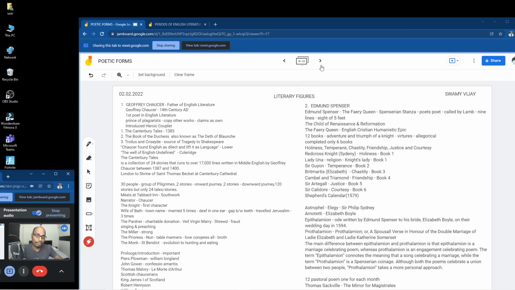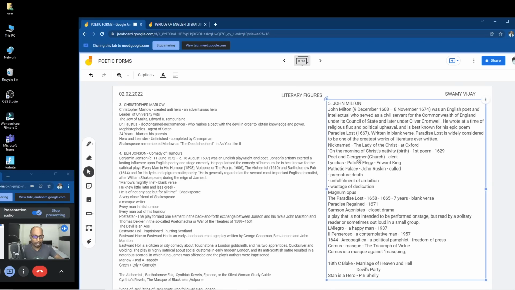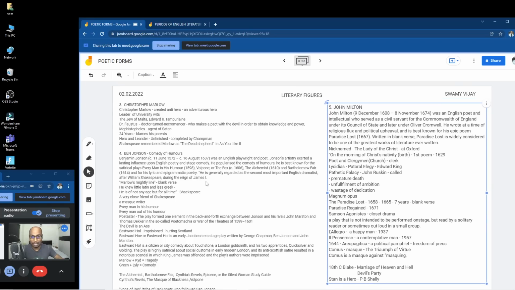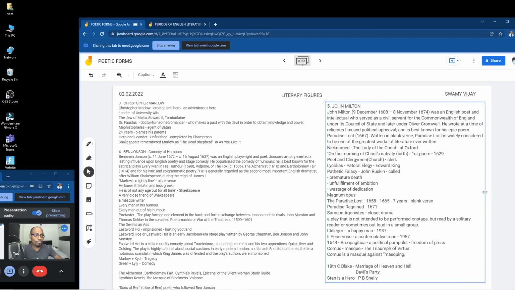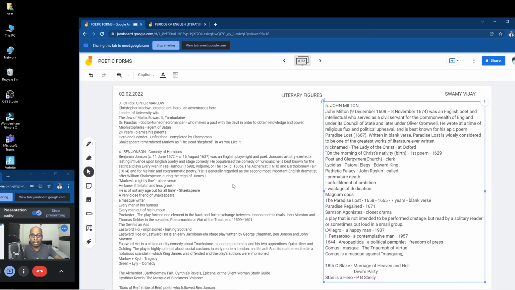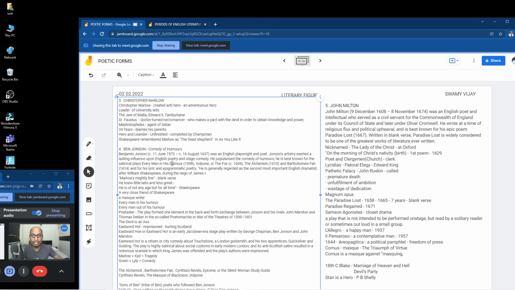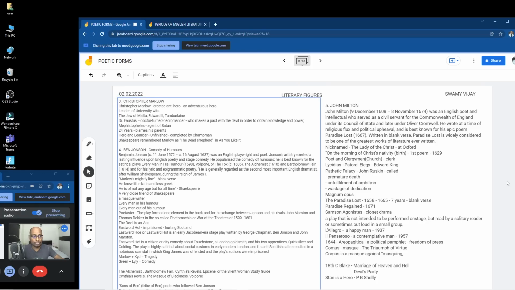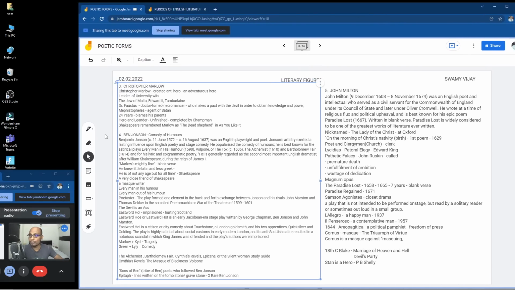So let us go ahead with the next literary figure. I will not take much. Christopher Marlowe, Ben Jonson and John Milton only we will discuss today, and then I will leave you. You can read about these, and if there is any confusion, you should find the answer then and there, and try to match the information with the periods, writers, works, all those things. Alright, is it clear? Yes, sir.